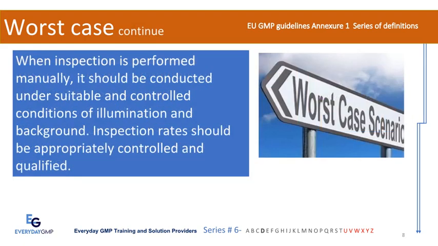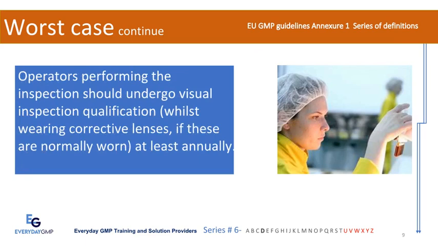Continuing worst case. When inspection is performed manually, it should be conducted under suitable and controlled conditions of illumination and background. Inspection rates should be appropriately controlled and qualified. Operators performing the inspection should undergo visual inspection qualification, whilst wearing corrective lenses, if these are normally worn, at least annually.